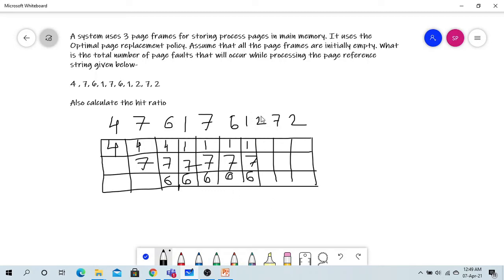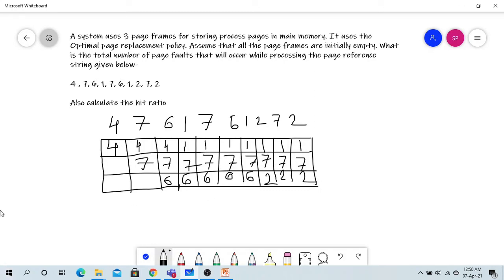Next reference is 2. Now 2 will replace which of these pages? As we know that 7 is required in the future, we can replace with page 1 or 6. Here I will replace it with page number 6. So I will put here 2, here 7 and 1 as it is. Next reference is 7. 7 is already existing, so this sequence will continue, 1 7 2. Again we have 2. 2 also exists, so this sequence also continues to be the same.